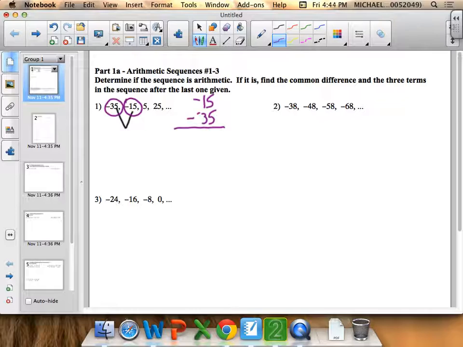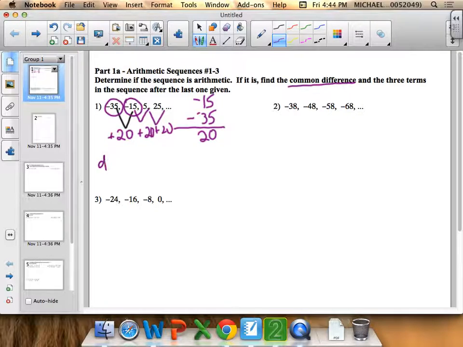But if you do this math, negative 15 minus a negative 35, the second term minus the first, I will get a 20, a positive 20. So that means that I am adding positive 20 to each, 0 there, and plus 20 there. The common difference between these terms in this sequence is a plus 20. So if it says find the common difference, I've just done that.